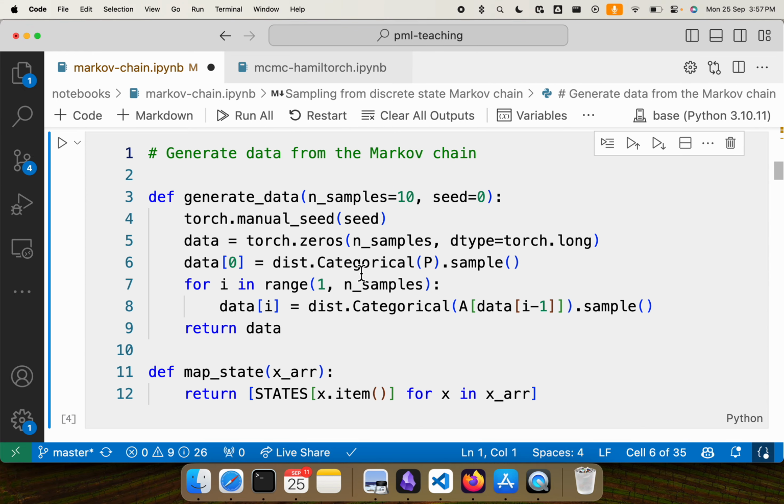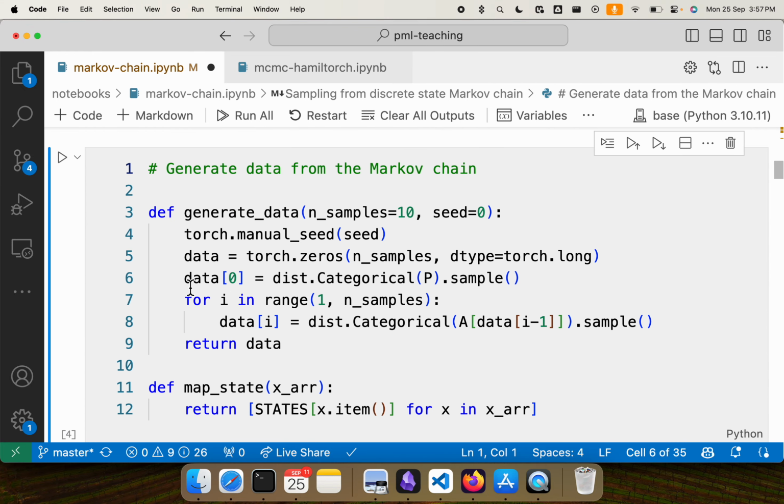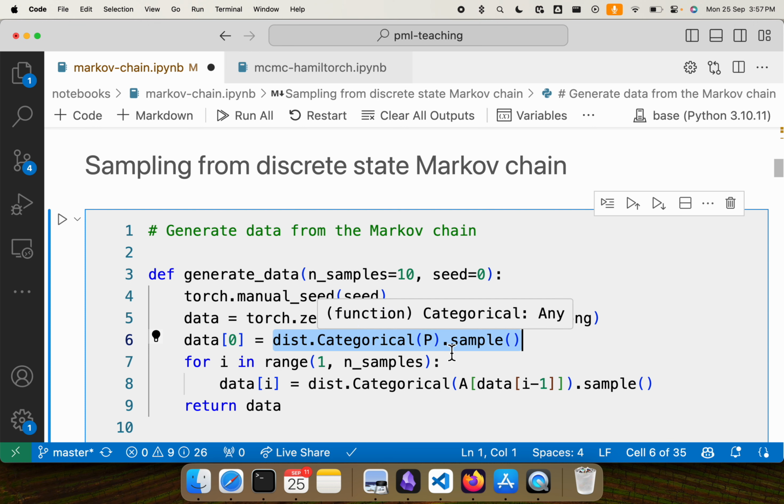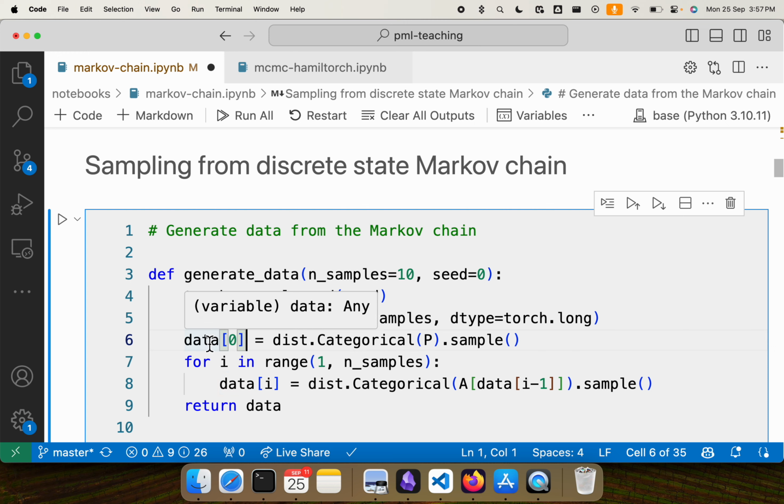If I look at my method, my first observation, or the 0th observation, is taken from a categorical distribution, which is the P distribution. Because it's 0.5, 0.5, each outcome is equally likely here, but in general it's a categorical distribution and I can sample from it. Once I have data for the 0th iteration, I can get data for the ith observation. It will be either sunny or rainy.